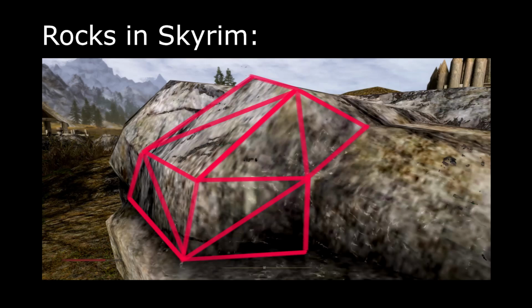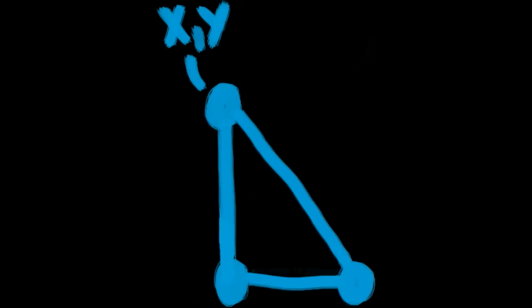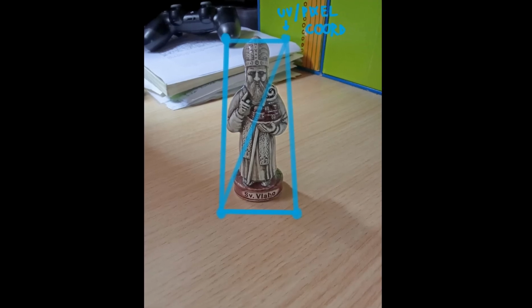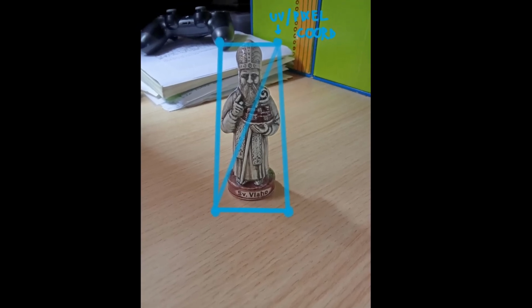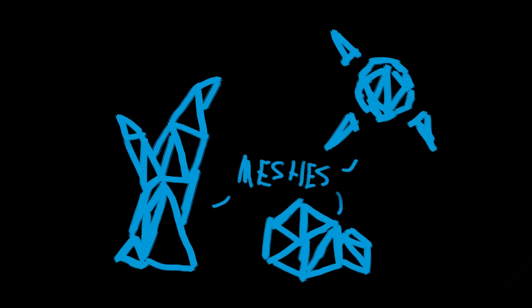GPUs usually draw triangles because of their simple nature. You can make anything out of them. They are formed with 3 vertices that hold the position and UV coordinates of each point, and together they form meshes. UV coordinates are used to know which part of a texture to apply to each pixel later down the line. Meshes are objects that our scene consists of, and they can be both 2D or 3D.